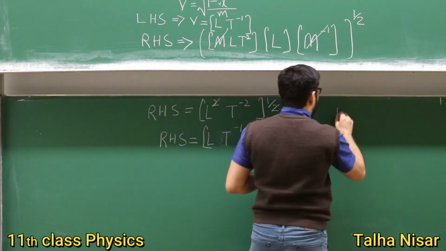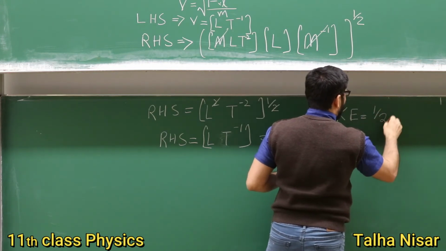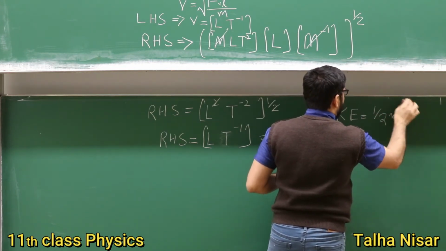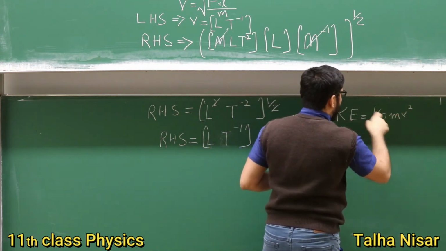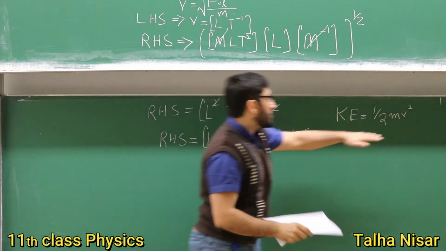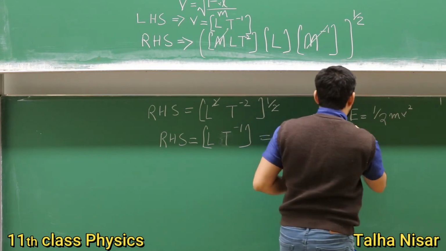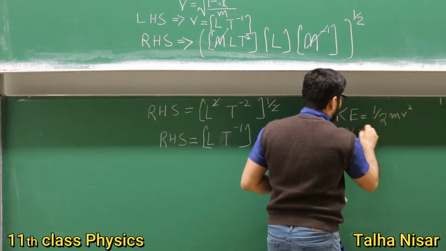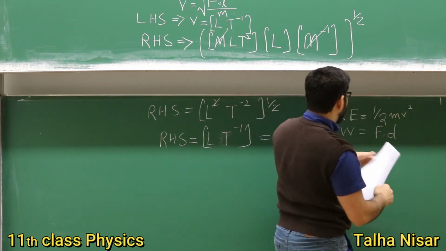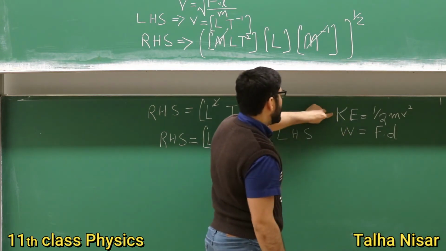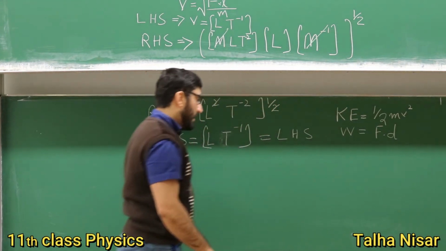For example, we have the kinetic energy equals 1/2 mv squared. If you do the dimensional analysis, this is the energy, so the left hand side must be equal to the right hand side. Similarly, we have the work done, which is force multiplied by distance. This has the dimensions of energy, and work has also the dimensions of energy.